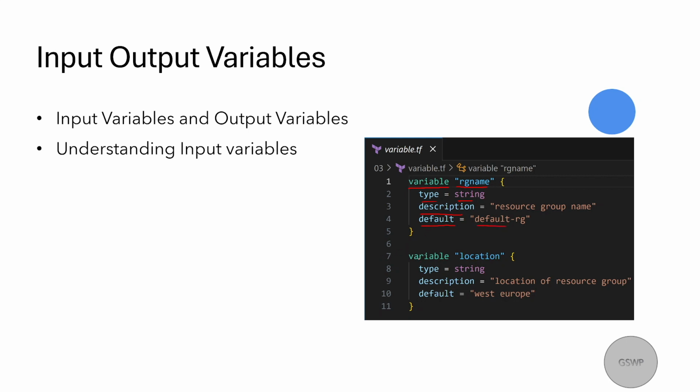And another variable, for example, I'm using location. You can define location here, you can define a string here, you can describe it. You can use default as West Europe. And one more thing which is important here, you can define the location as a type of string as well.